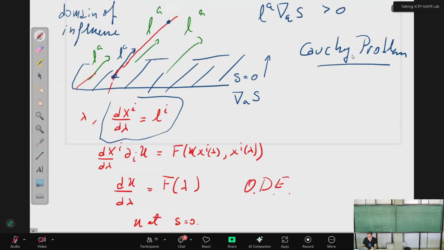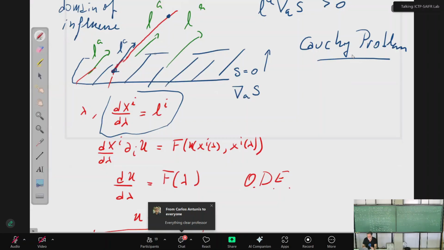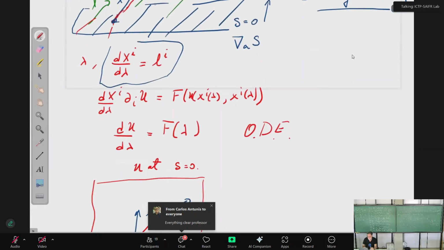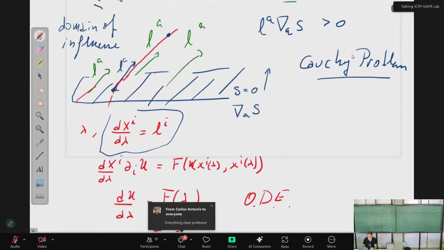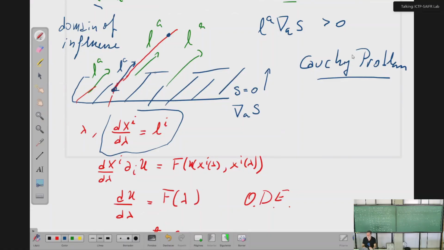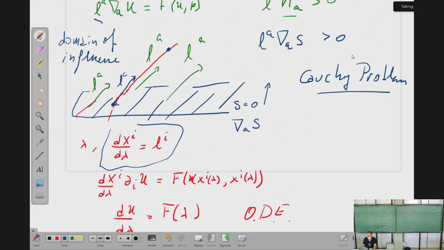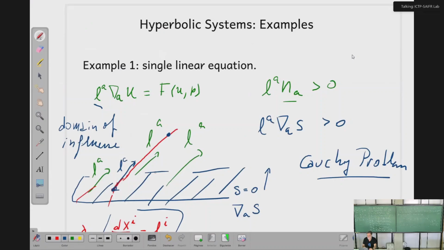So the characteristics are planes which contain the vector field L. So the vector field L is tangent to these planes. And along these lines is where the propagation of information goes. The waves.